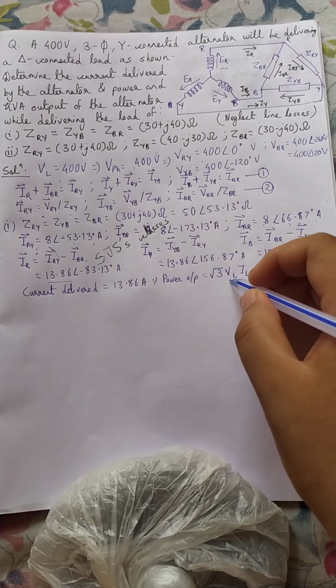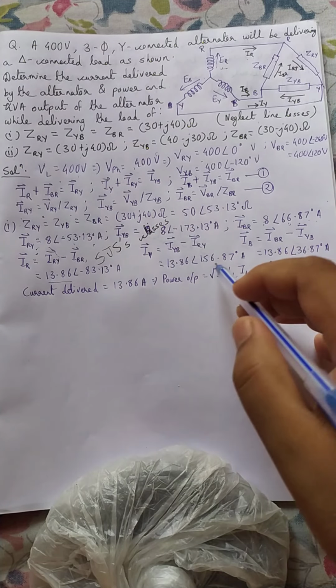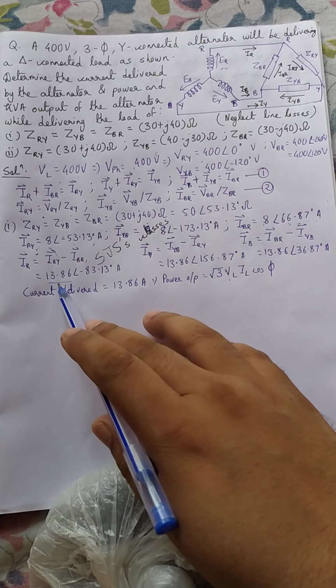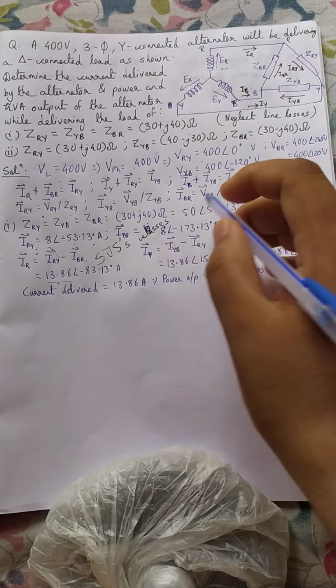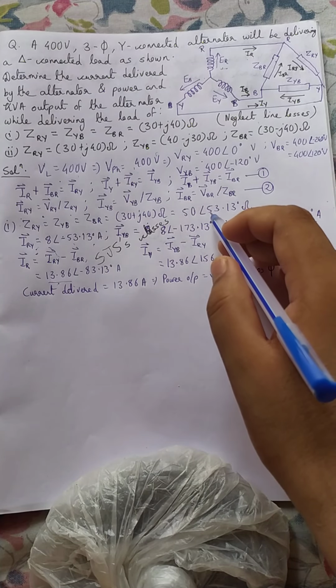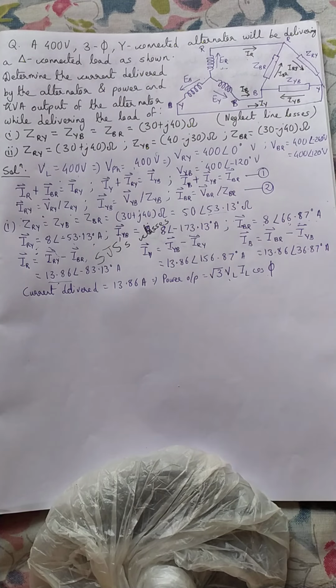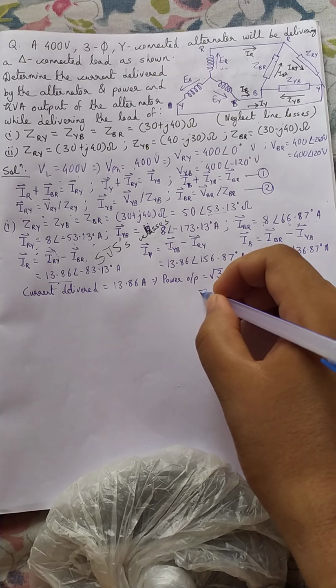So what is VL? VL is already known, 400 volt. IL we had already found, 13.86 ampere. And what about this cos phi, the angle between V and I? If you carefully see the angle between V and I for all the three phases, that would be equal to this 53.13. So you would be putting the values now.